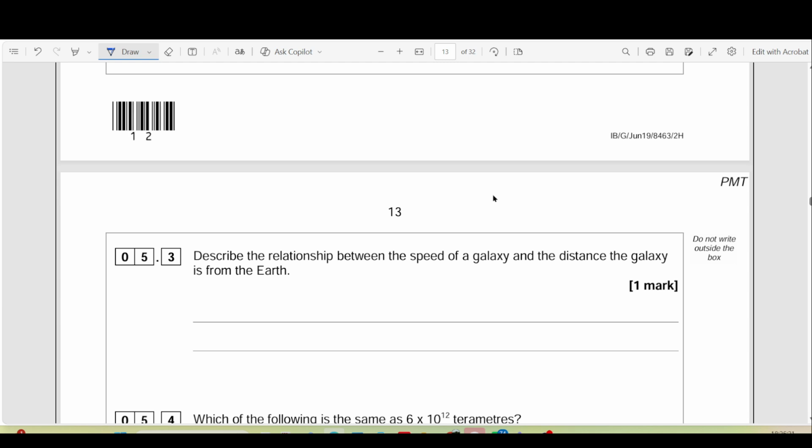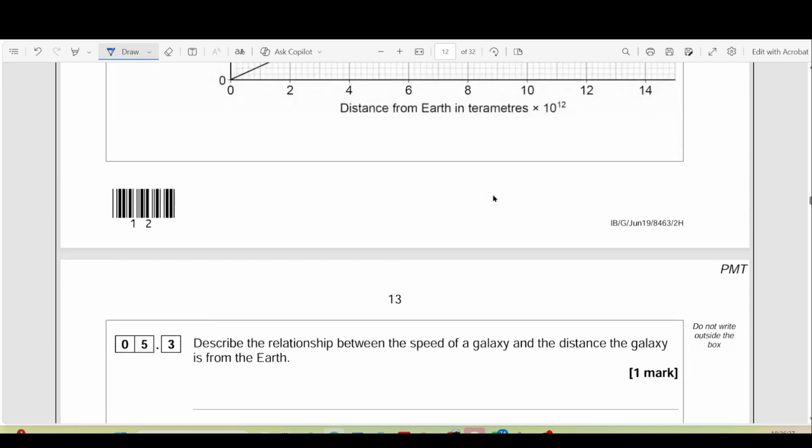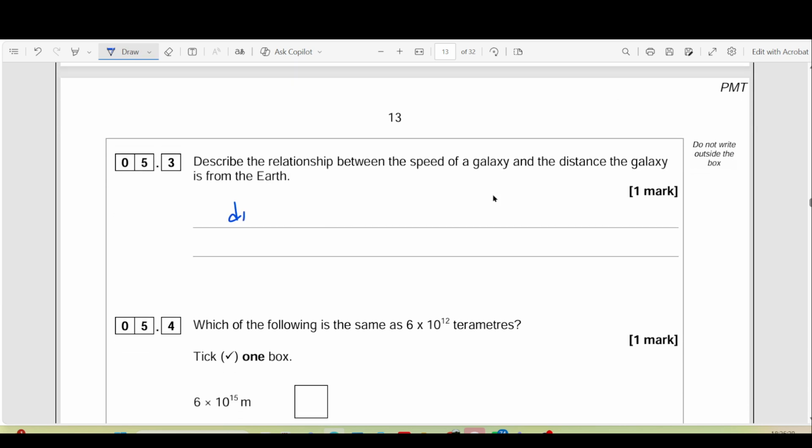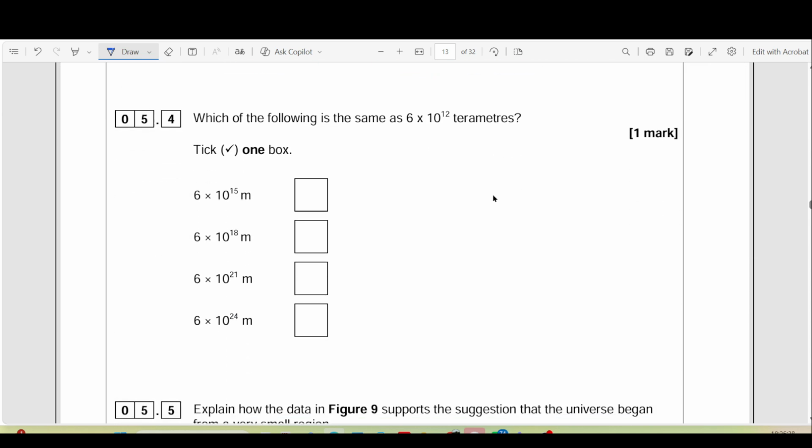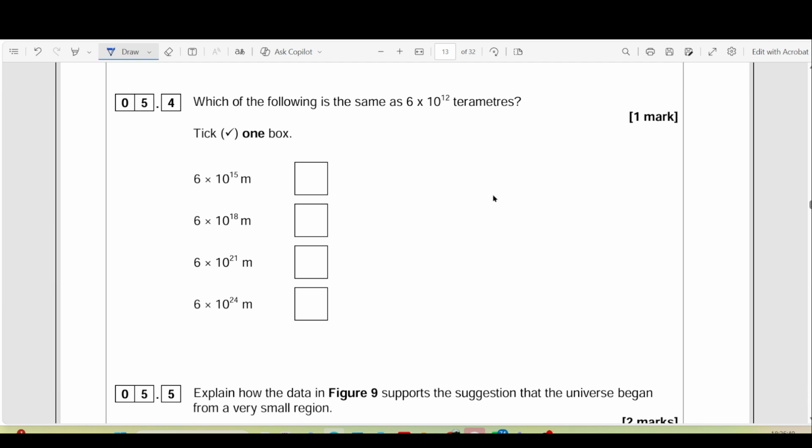Describe the relationship between the speed of galaxies and the distance of the galaxies from Earth. As distance increases, the speed increases directly proportionally.